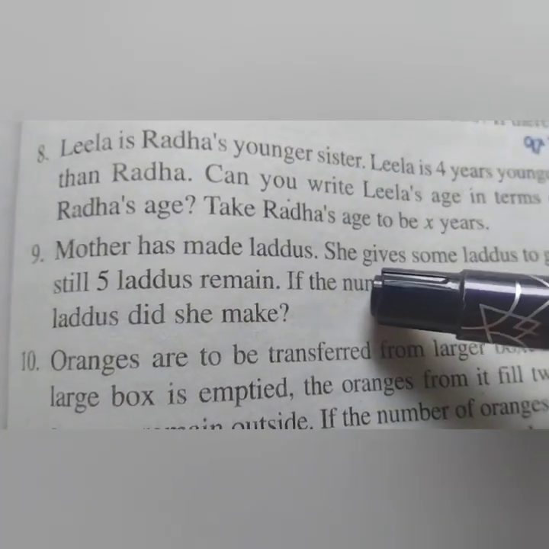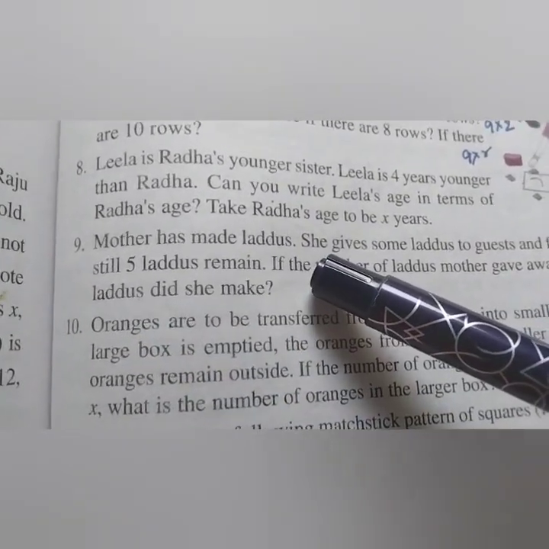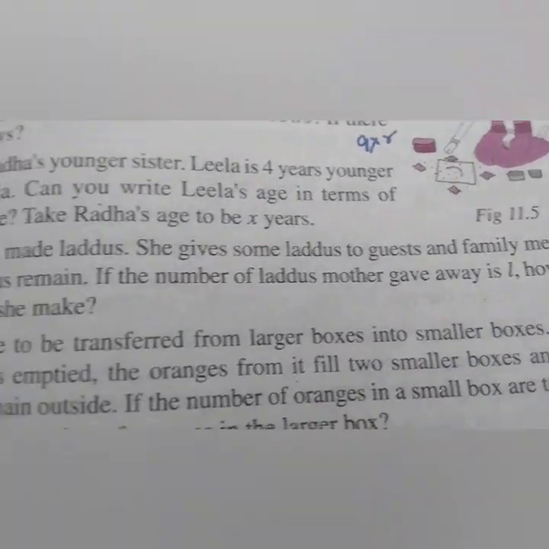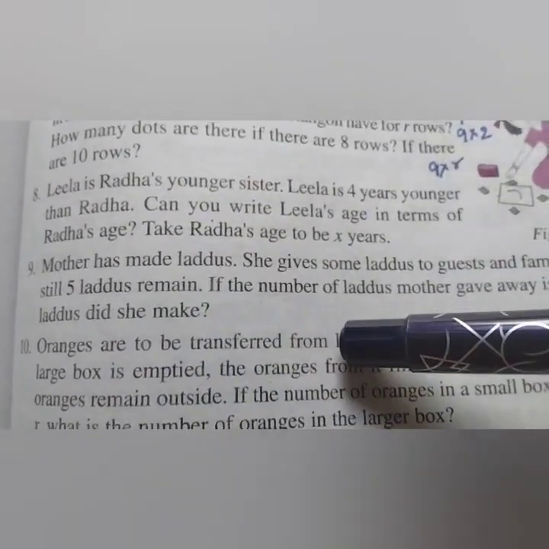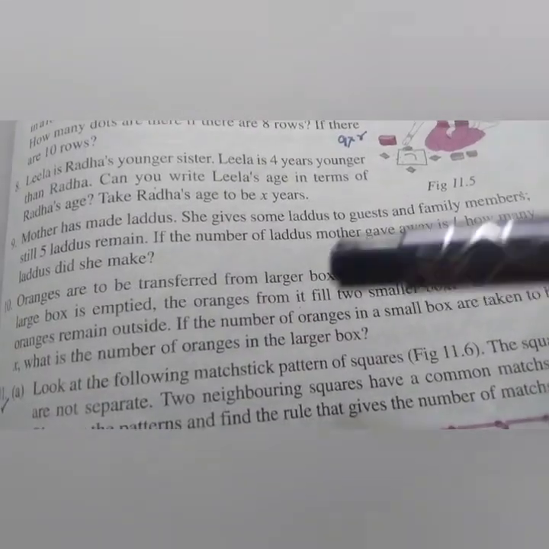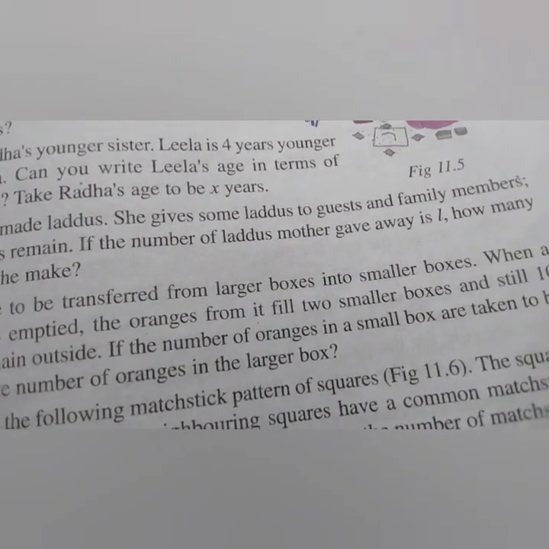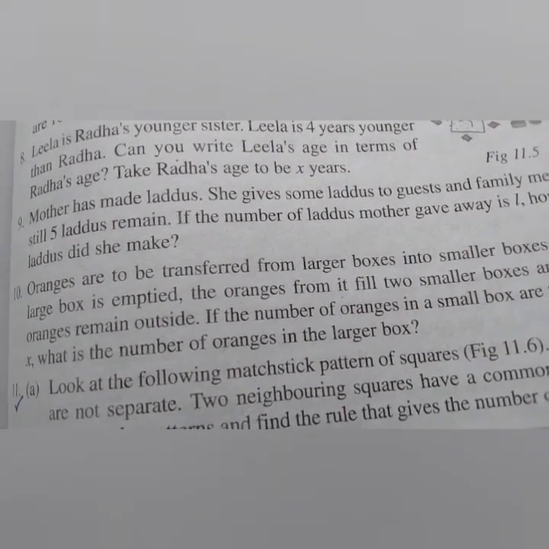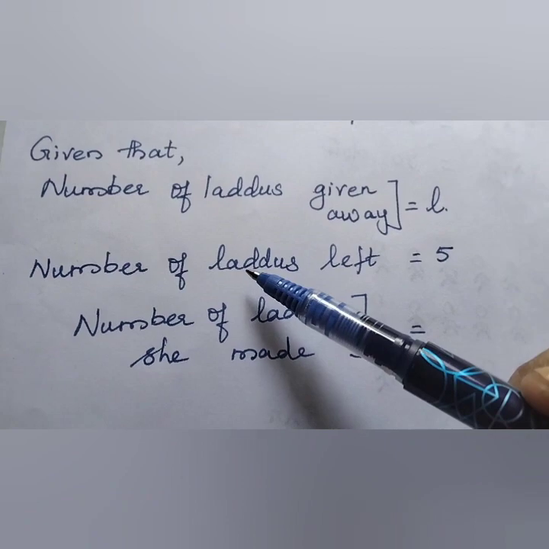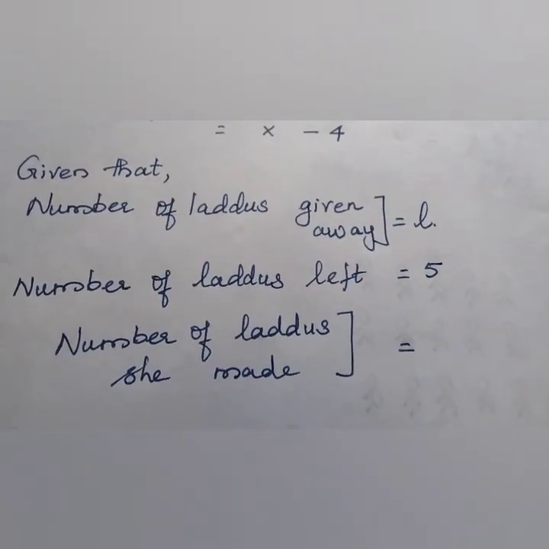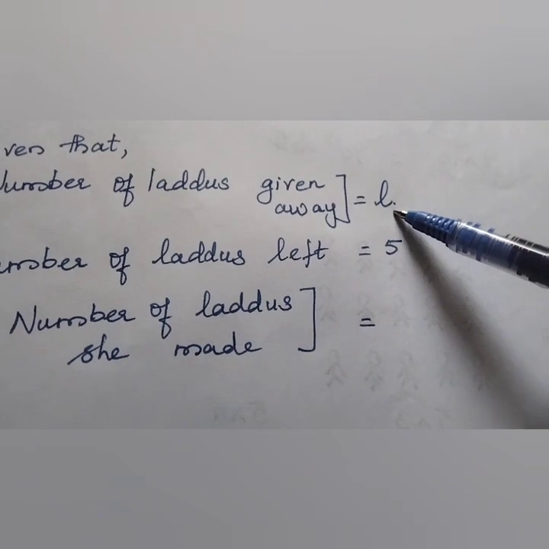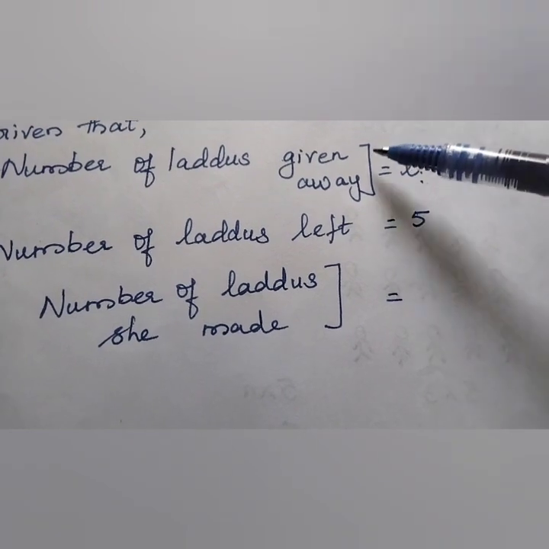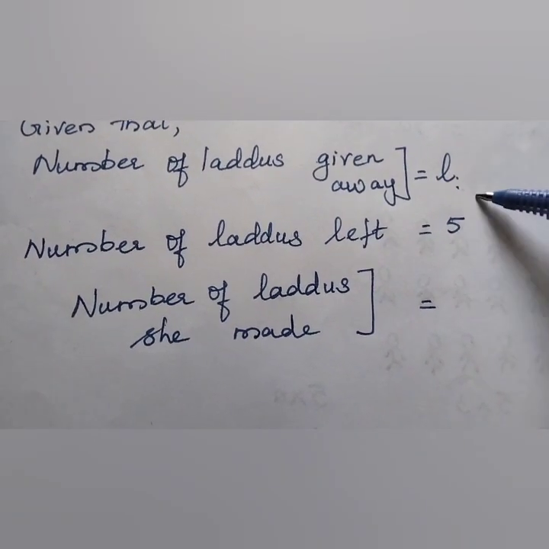Ninth question. Mother has made ladoos. She gives some ladoos to guests and family members. Still, 5 ladoos remain. If the number of ladoos mother gave away is L, how many ladoos did she make? So in the question, it is already given that the number of ladoos given to guests and family members is L. So the number of ladoos given away is L.